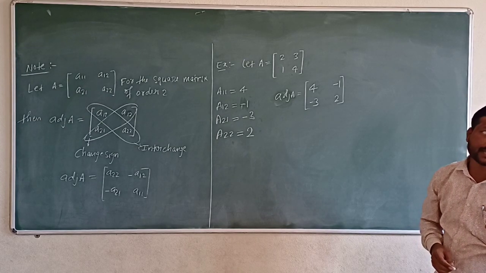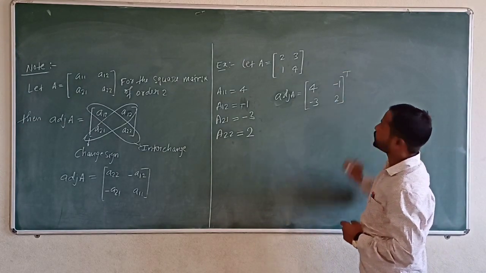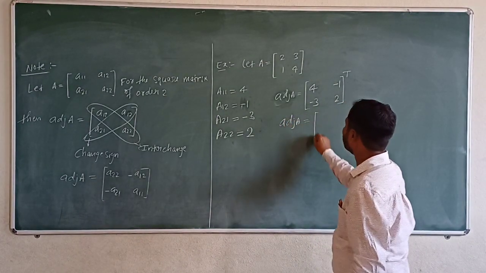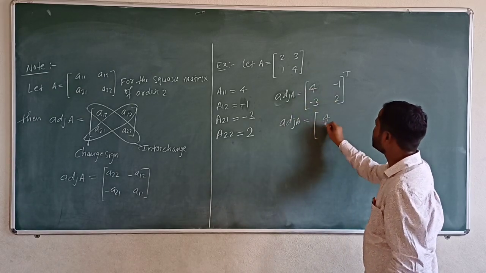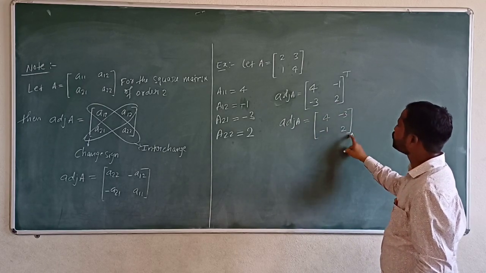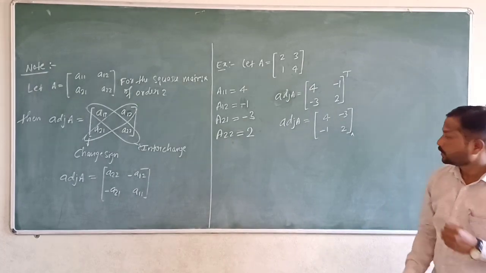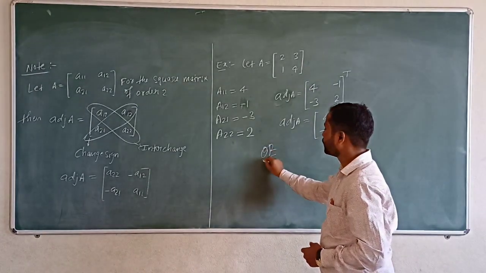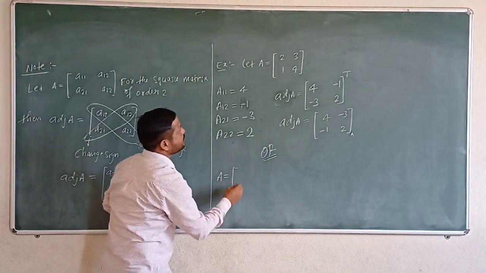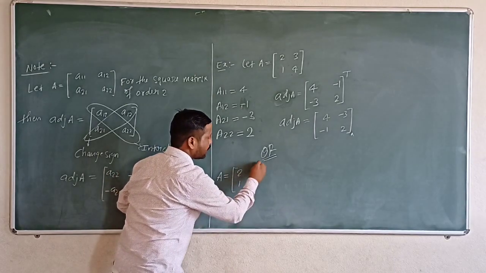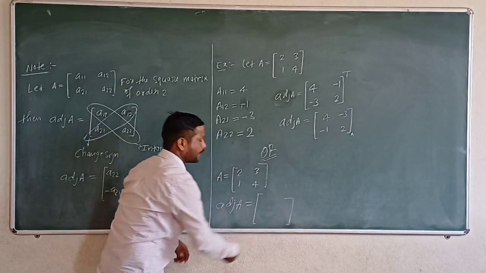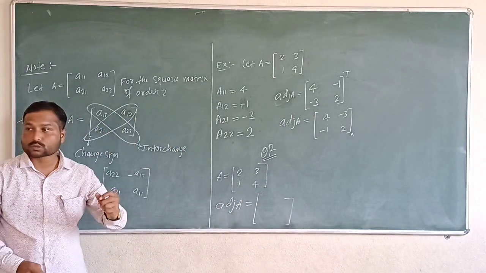Now take it as a transpose. The adjoint of A: the first row becomes the first column and the second row becomes the second column. This is the adjoint of the matrix. Or in short, the matrix A is 2 3 1 4, then the adjoint of A is what? For order 3, there are 3 rows and 3 columns.